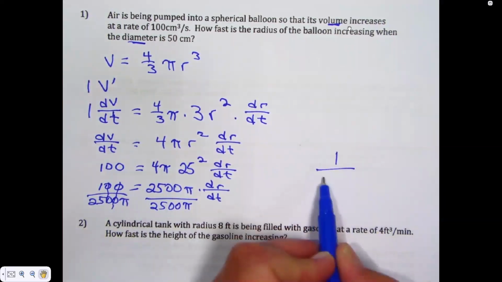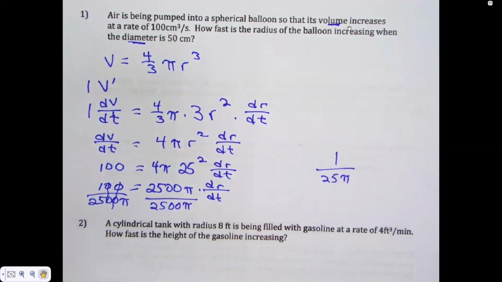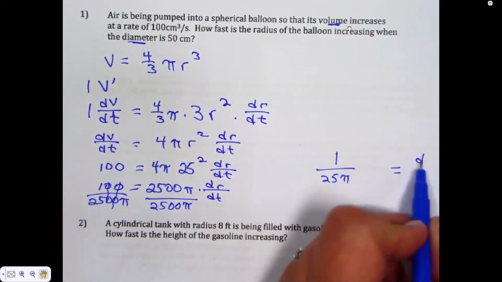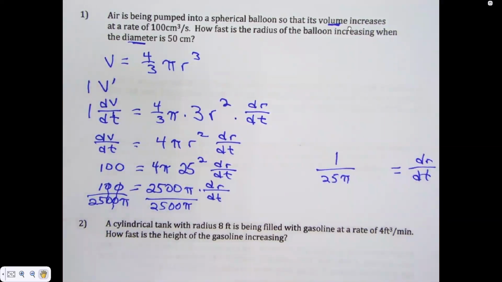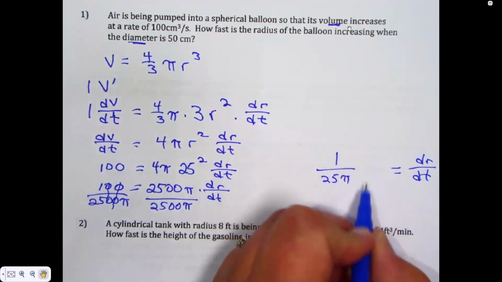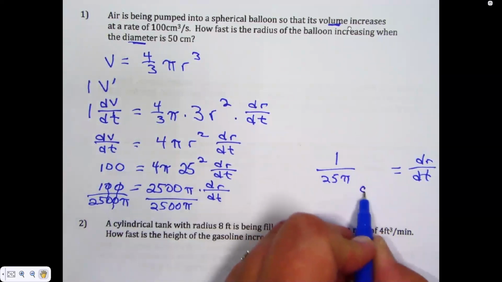So it'd be 1/25 pi. Let's leave a little bit of space for units. dr dt. Does anyone want to try units? It's a rate. The rate of the volume was centimeters cubed per second. This is a radius, so it's just a length. So it is centimeters per second.